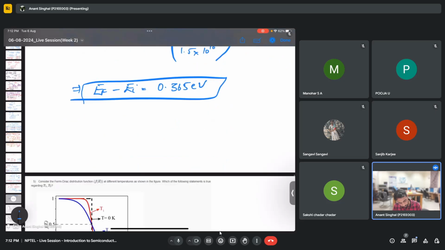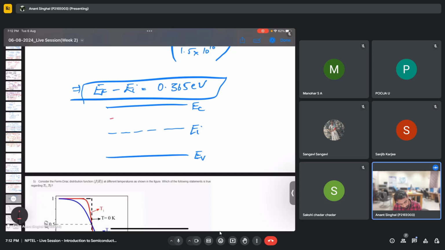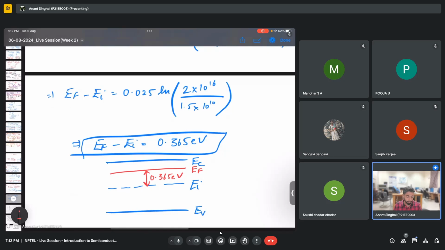That means if EI is here, then the Fermi level is somewhere here, and this EF minus EI is 0.365 electron volts. Does it make sense? Is it clear?